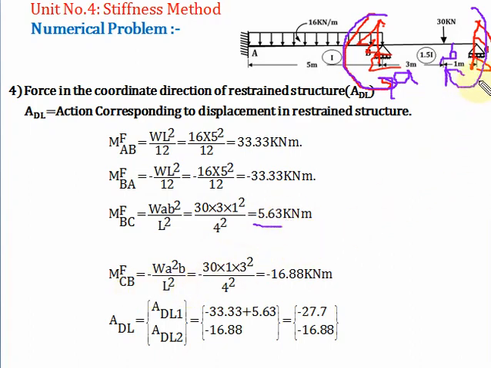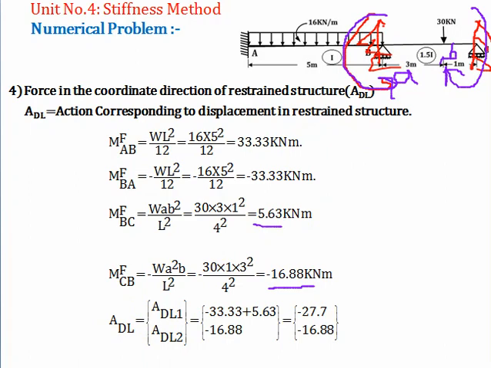Now the fixed moment in member CB, how is it acting? It is acting in clockwise direction, so minus. The formula is WA square B upon L square. The value of W is 30, the value of A is 3 square, and B is 1, upon L square, where L is the total length, that is 3 plus 1, 4 square. So we get the value minus 60. Now we have to find out the ADL.